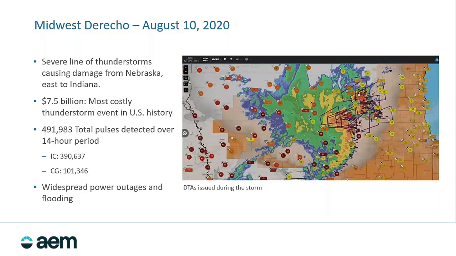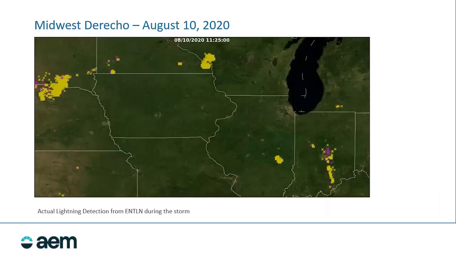390,000 in-cloud, cloud to ground, over 100,000. Still very respectable, but the point is, this is why it's important to monitor total lightning, in-cloud and cloud to ground. Widespread power outages resulted from this, flash flooding events, and the storm, the derecho, that's a Spanish word for straight line winds. Well, this is a storm that races 60, 70 miles an hour.